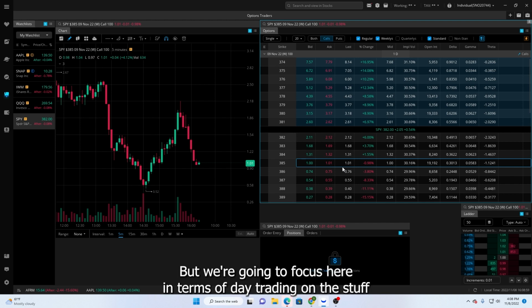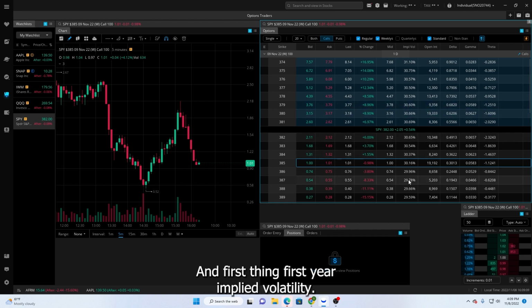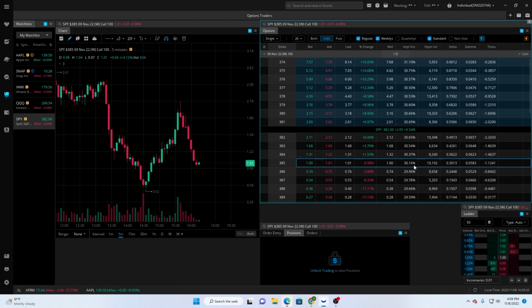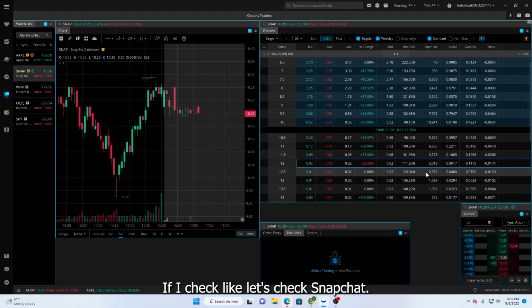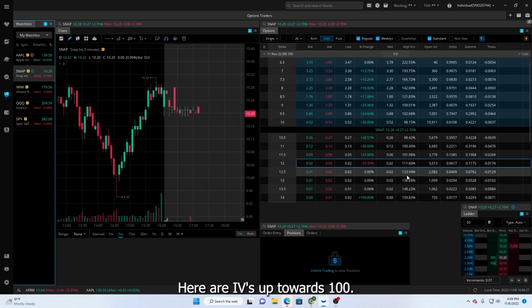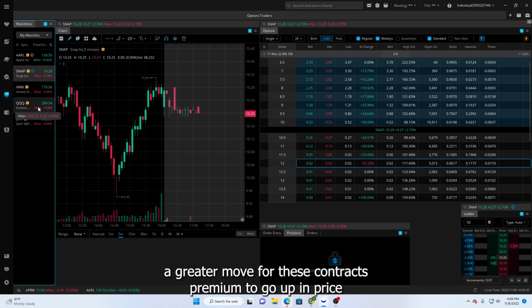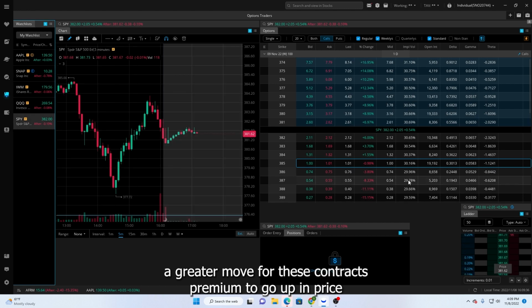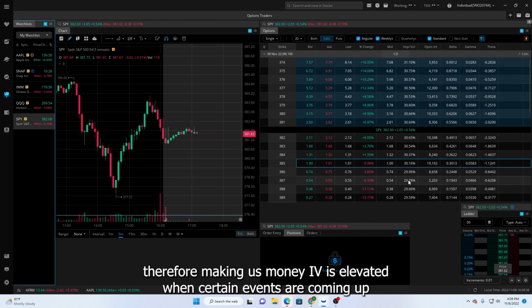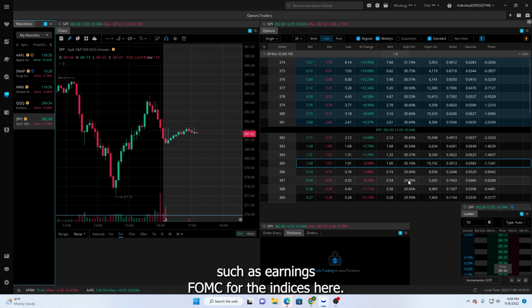But we're going to focus here in terms of day trading on the stuff that, in my opinion, is the most important. And first thing first here, implied volatility. Really, the key thing here is we want to buy towards lower IV. As we see here with SPY, we got 30 IVs. If I check, like, let's check Snapchat here, our IV is up towards 100. That means it's going to take a greater move for these contracts premium to go up in price, therefore making us money. IV is elevated when certain events are coming up, such as earnings, FOMC for the indices here.